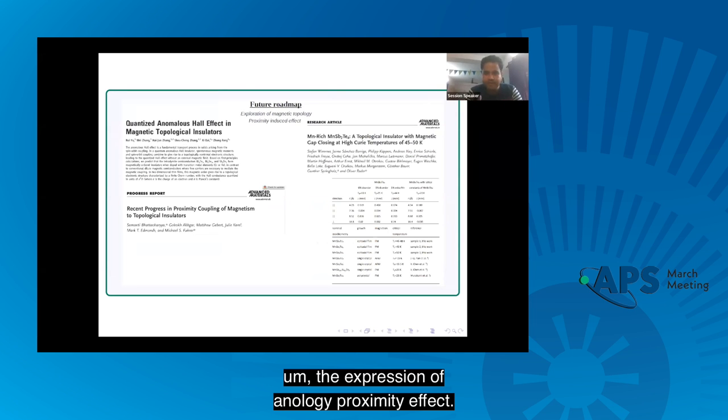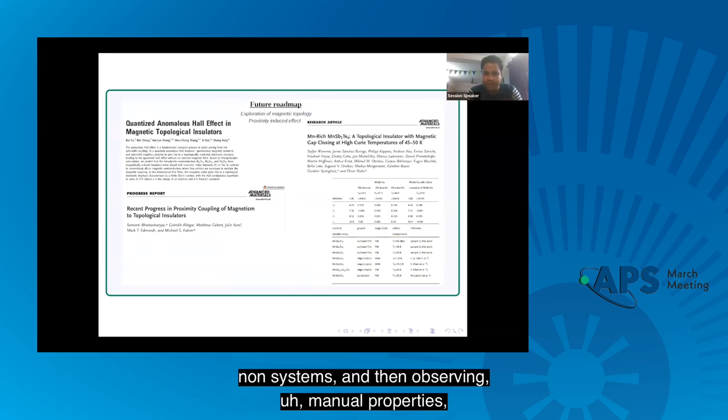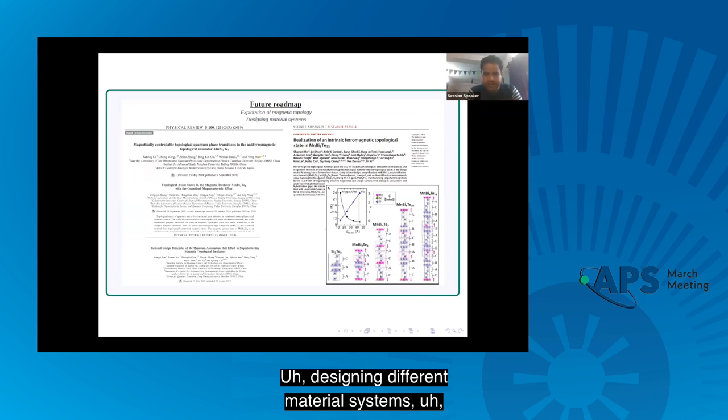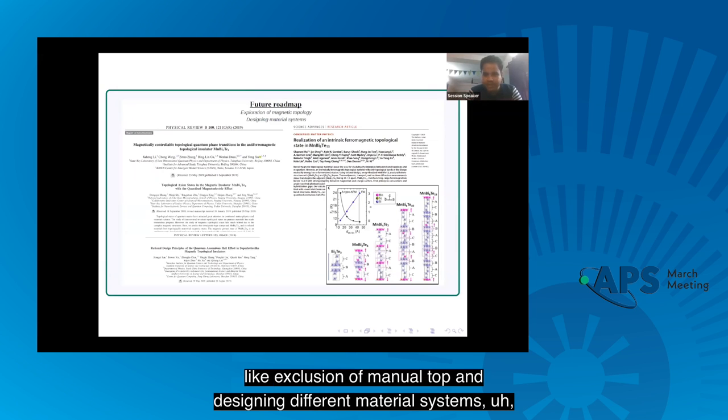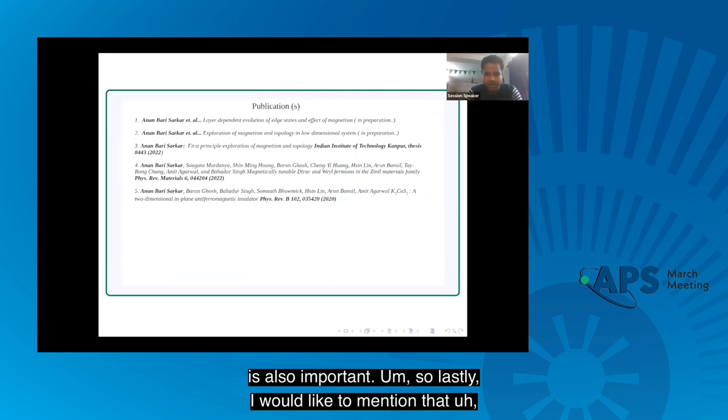The expression of magnetic topology in proximity induced effect, like I already have a topologically non-trivial system, now bringing in magnetism within the close proximity of a topologically non-trivial system, and then observing different magnetic topological properties, that will be of utmost importance as well. Designing different material systems to observe different magnetic topological properties is something which is also important.